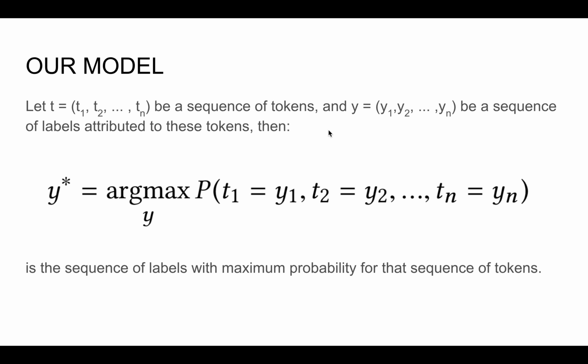Let T be a sequence of tokens, and Y be a sequence of labels attributed to these tokens. Then Y star is the sequence of labels with maximum probability for that sequence of tokens.